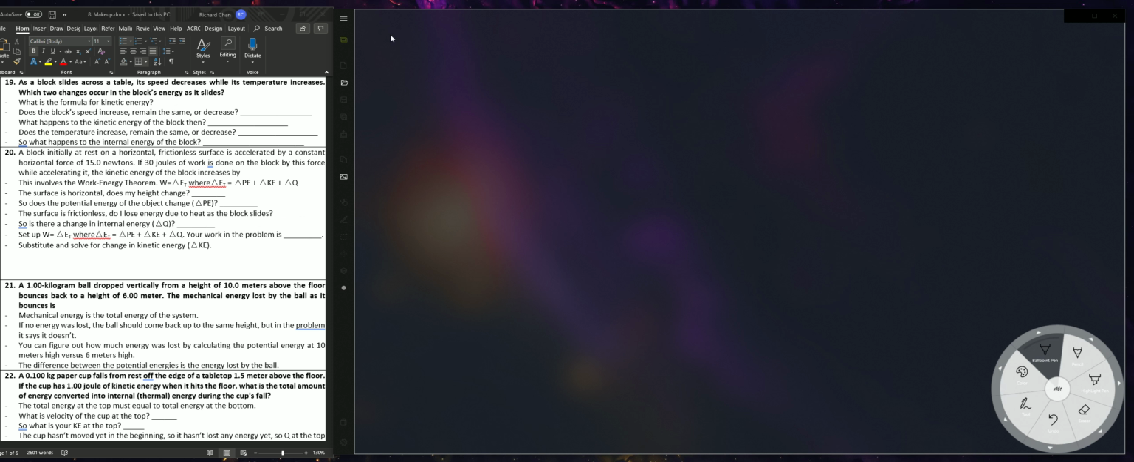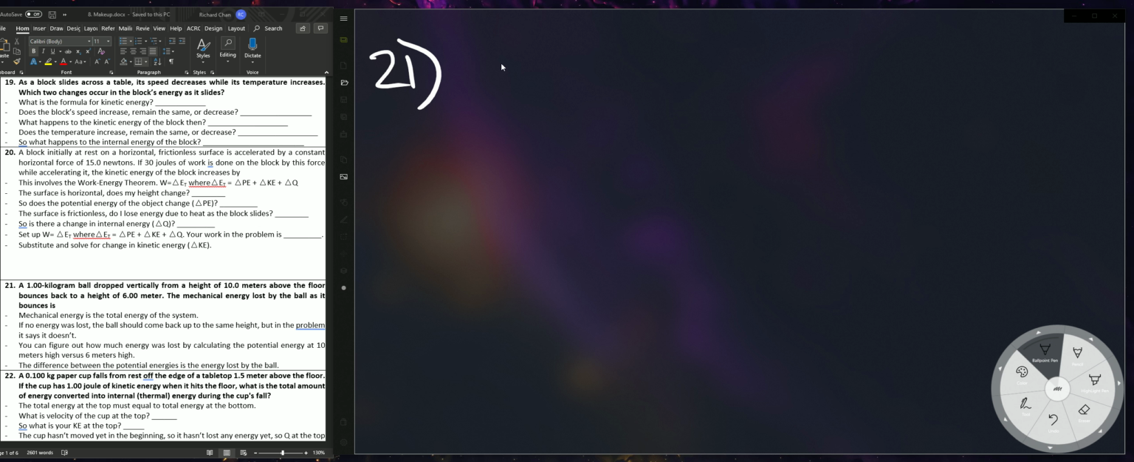21. A 1 kilogram ball, mechanical energy lost by the ball as it bounces is what? So your mechanical energy is the total energy of the system. If no energy was lost, the ball should come back up to the same height. But in the problem, it says it does not. So you can figure out how much energy was lost by calculating the potential energy at 10 meters high versus 6 meters high. The difference between the potential energies is the energy lost by the ball.